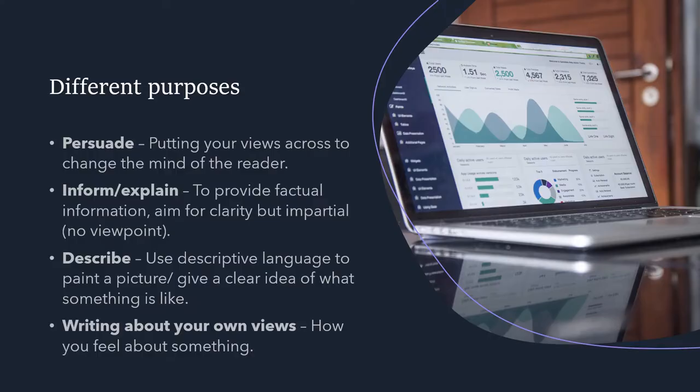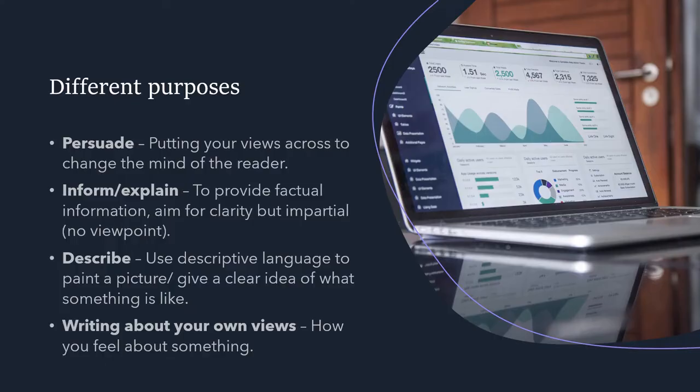Next, we've got inform and explain. So this is when we provide factual information and we're aiming for clarity. So it tends to be very simple sentences without much description that tend to be impartial, and that means that you don't really have a side that you pick, whereas with persuade, you have a certain goal or an aim that you're trying to achieve.